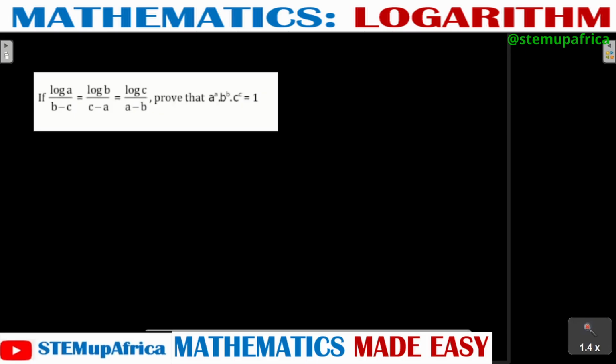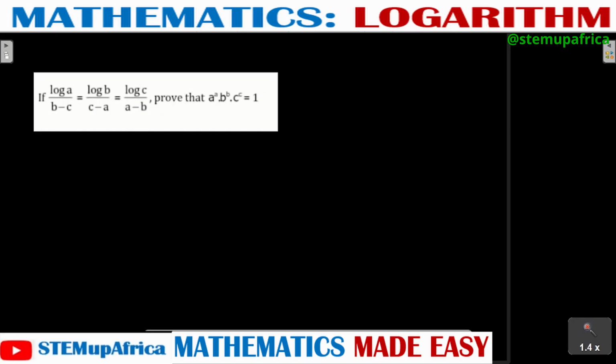We are given that log a over b minus c is equal to log b over c minus a, equal to log c over a minus b. We are asked to prove that a raised to the power a, b raised to the power b, and c raised to the power c, the result is 1. So how do we achieve it?